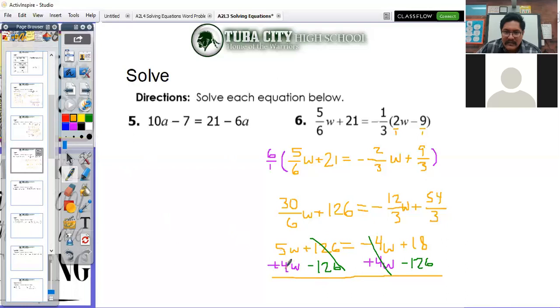Anyway, so let's go ahead and add our like terms. So 5W and 4W will make 9W. And here I get, let's see, 18 minus 126. So that's going to be negative 108. Now, I would also divide both sides by 9, but I'm a little bit out of space here. But just imagine that I divided both sides by 9, and W is equal to negative 12.